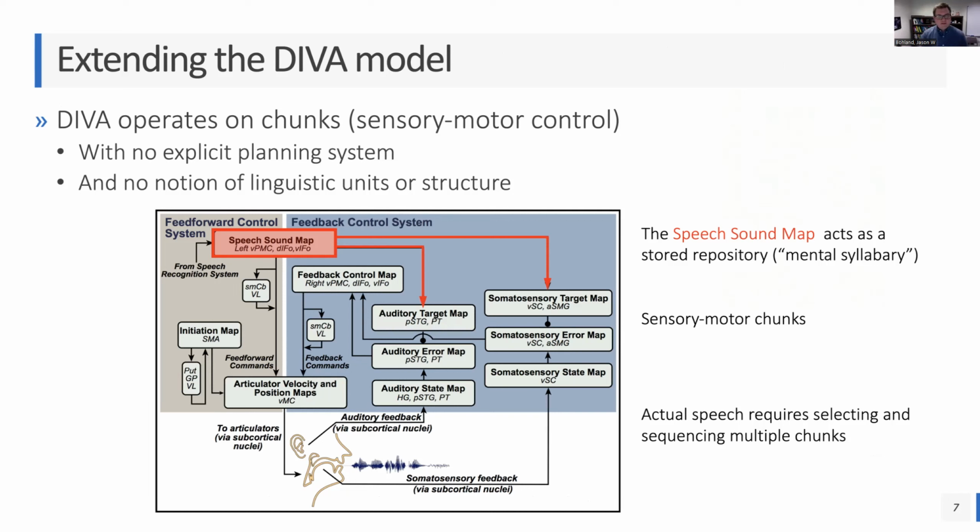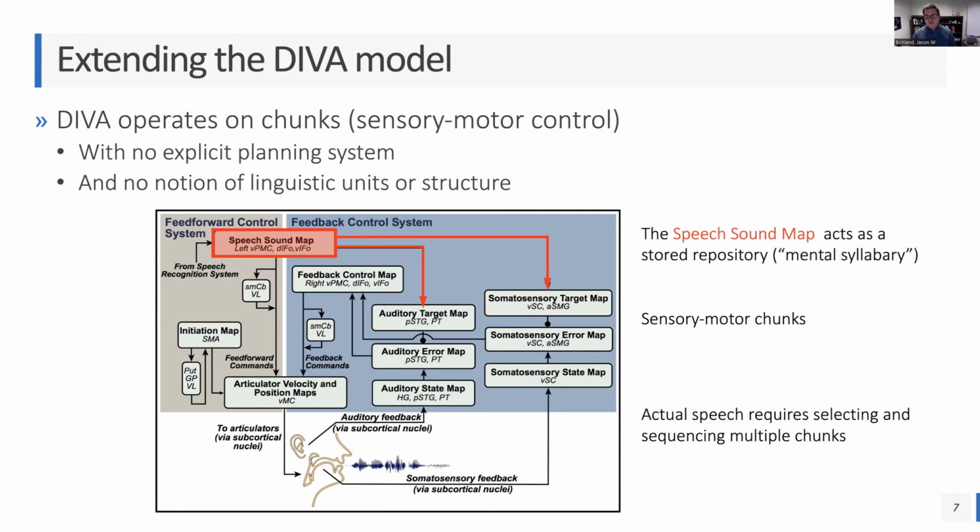The thing about this kind of representation is that there is no explicit planning system. In the DIVA model, you just turn on that chunk and out comes speech. There's no parallel planning. There's no notion of linguistic units or structure. So the representations of cat and bat are essentially completely independent of one another. And of course, we know that this doesn't make a ton of sense. We need to build on machinery beyond this that simulates the kinds of things that we do in planning speech.